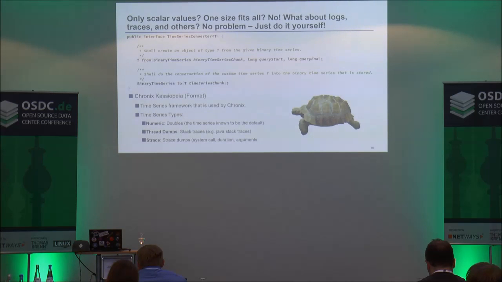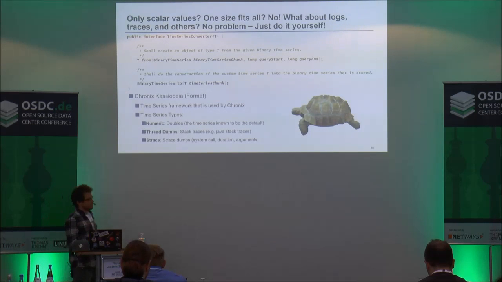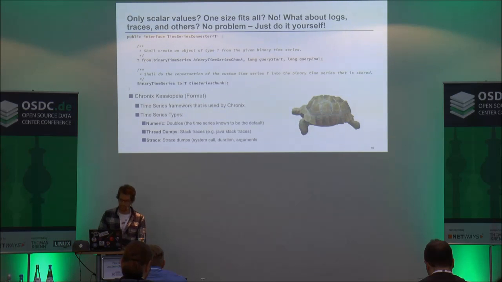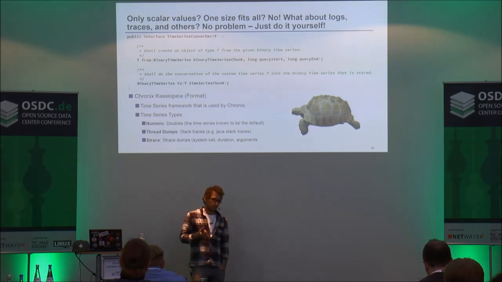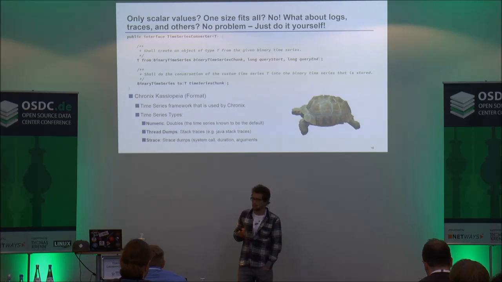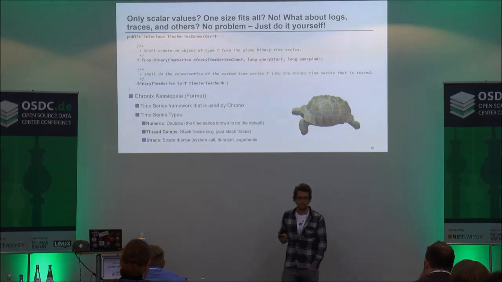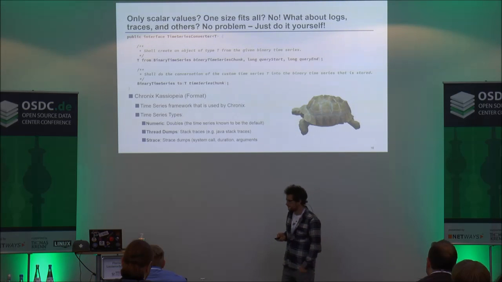It can be used with Chronix or without Chronix, and it comes with 3 time series types. Of course, the numeric time series with doubles. One can store thread dumps or even dumps from strace. For example, the idea is that if you detect high CPU load, you can also ask Chronix to give you the most frequent system calls in that time range.